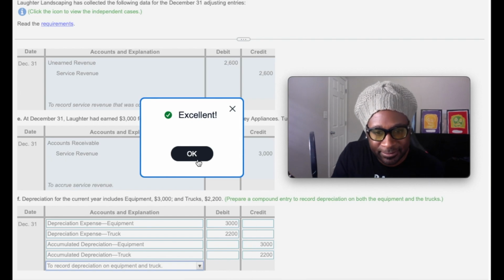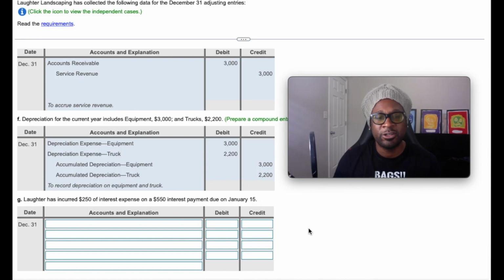Excellent job, gang. Next, Laughter has incurred $250 of interest expense on a $550 interest payment due on January 15.